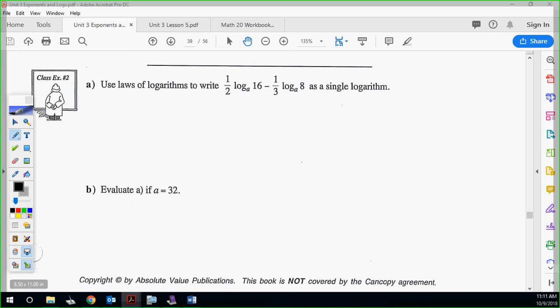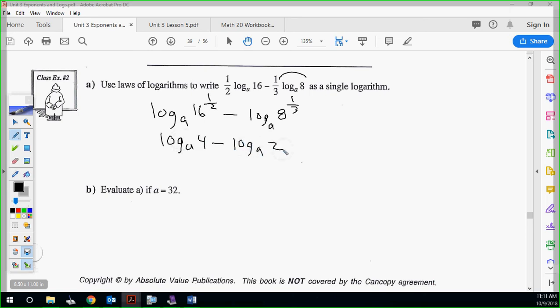Here's the nice thing about this. If I put this as an exponent, that's 16 to the 1/2, which means square root of 16, right? So we know what that is. So we're going to go 16 to the 1/2 minus, and then same thing here, log base A of 8 to the 1/3. The cool thing about this is square root of 16 is 4, cube root of 8 is 2. They're nice whole numbers. So those exponents actually go away. So log base A of 4 minus log base A of 2.